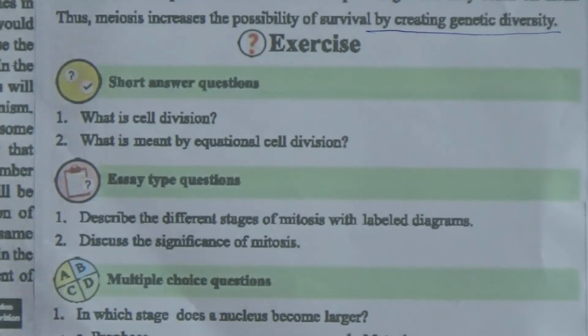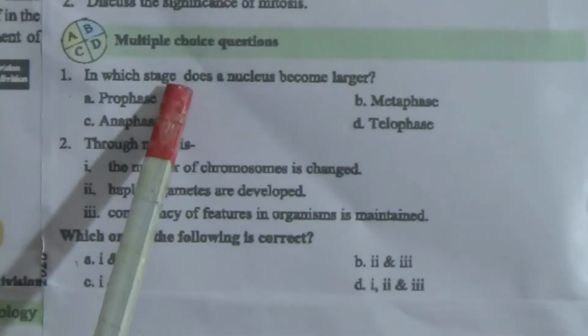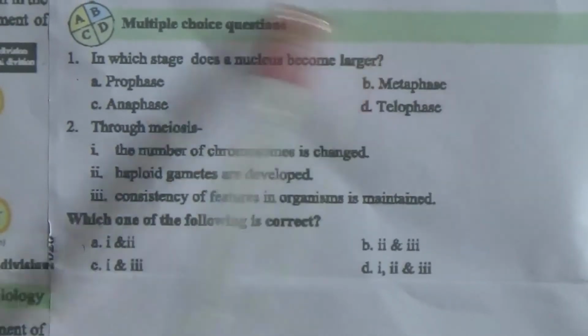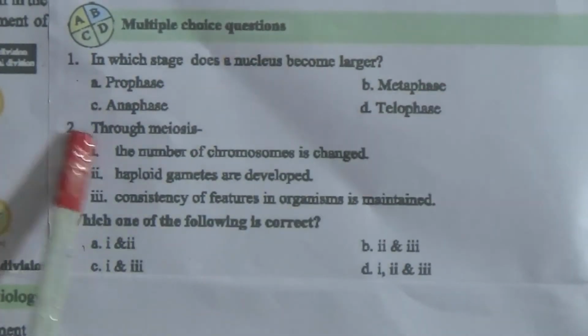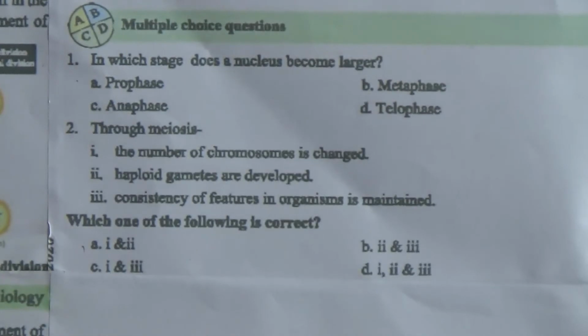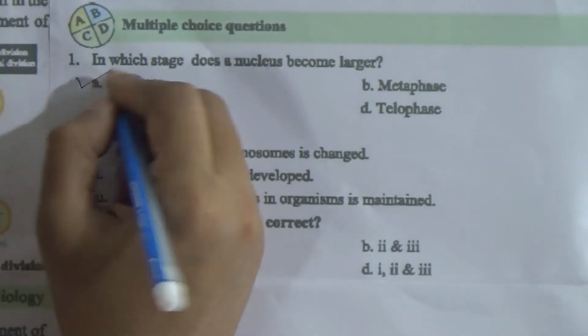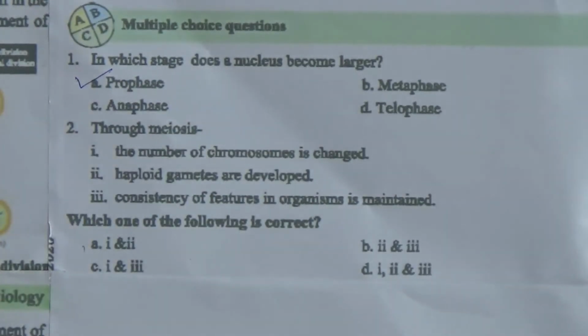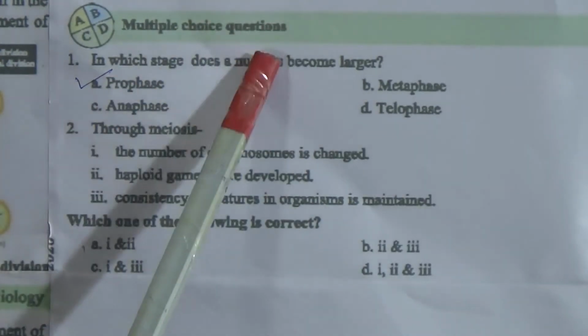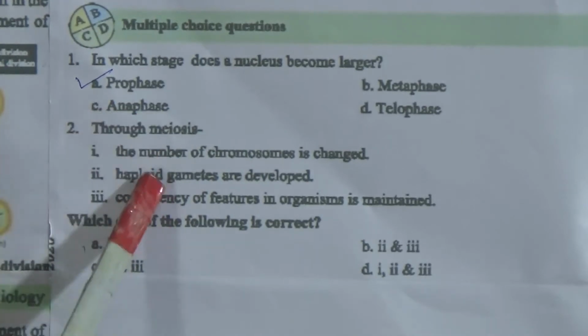Now come to the exercise multiple choice questions. The first question: in which stage does a nucleus become larger? Prophase, metaphase, anaphase, telophase. Dear students, we know in the prophase stage the nucleus becomes larger, and at that time we can see the chromosomes with a compound microscope.